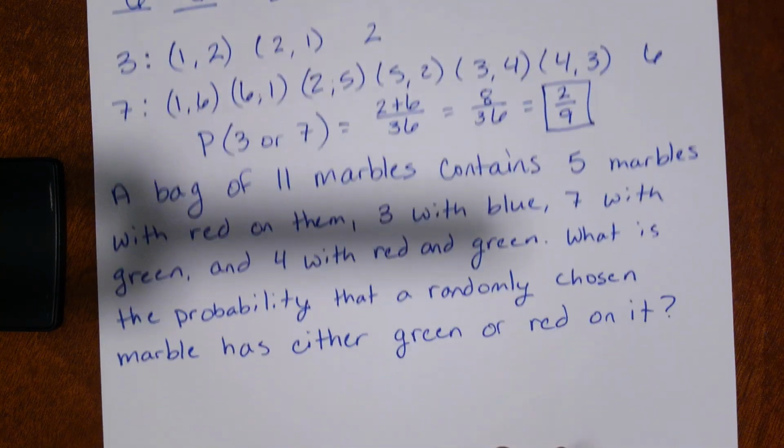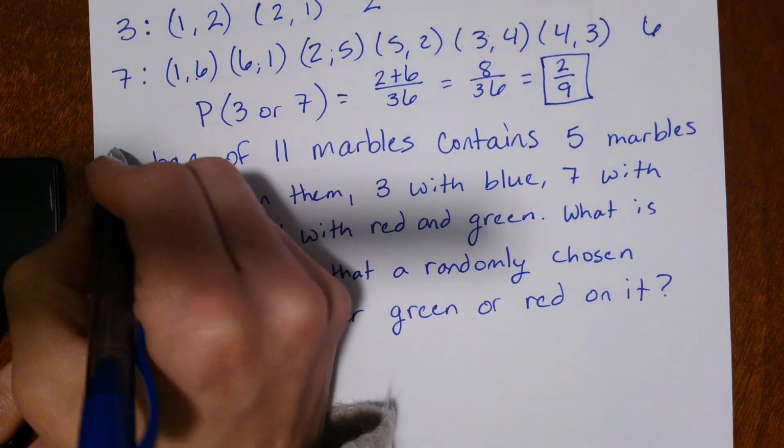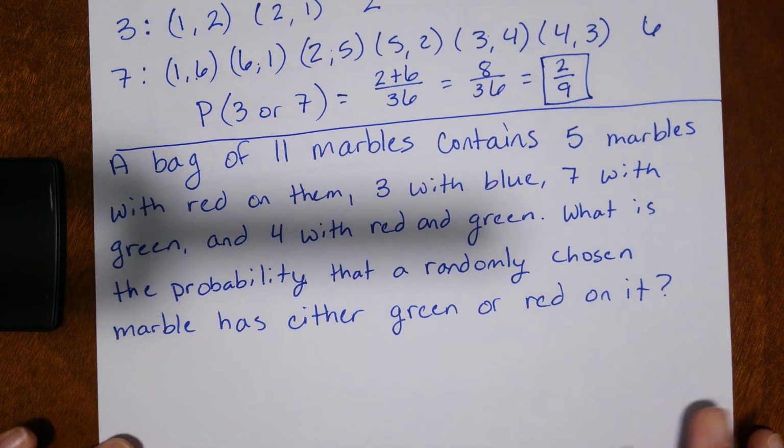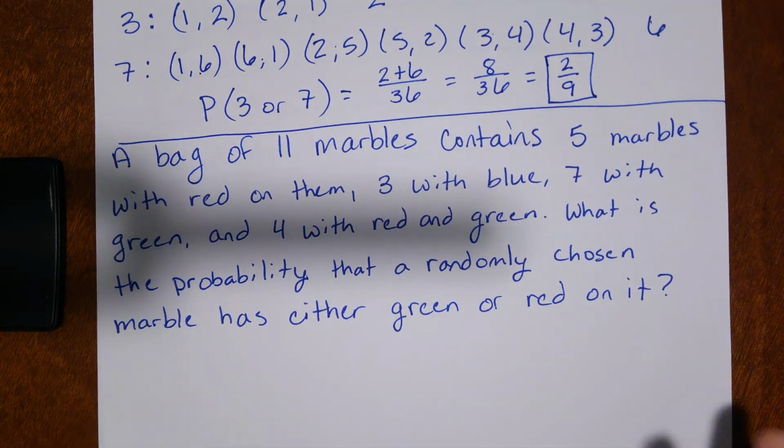All right, so let's go to the next problem. Okay, a bag of 11 marbles contains 5 marbles with red on them, 3 with blue, 7 with green, and 4 with red and green. What is the probability that a randomly chosen marble has either green or red on it?